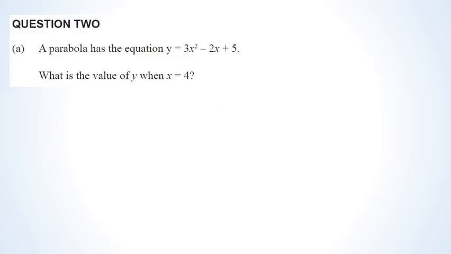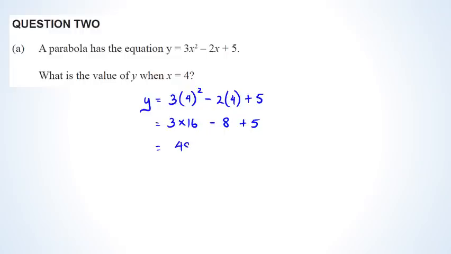All right, so question 2, you've got a parabola has the equation y equals 3x squared minus 2x plus 5. What's the value of y when x equals 4? So in this one, it is just a matter of substituting. So we have 3 times 4 squared minus 2 times 4 plus 5. And then this is equal to 3 times 16 minus 8 plus 5. So we have 48 minus 8 plus 5, and this is equal to 45. That's question 2a. The next question.